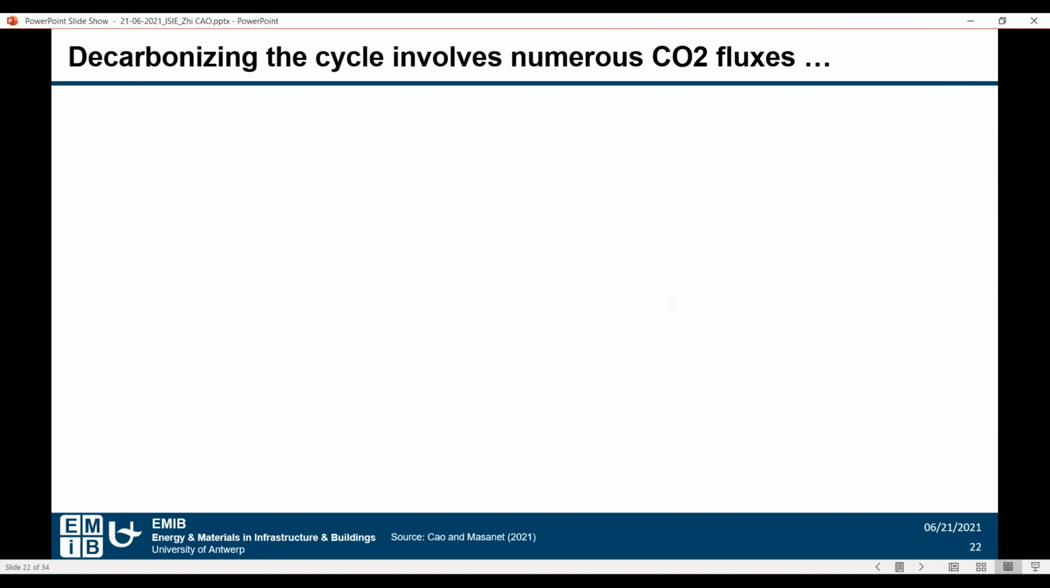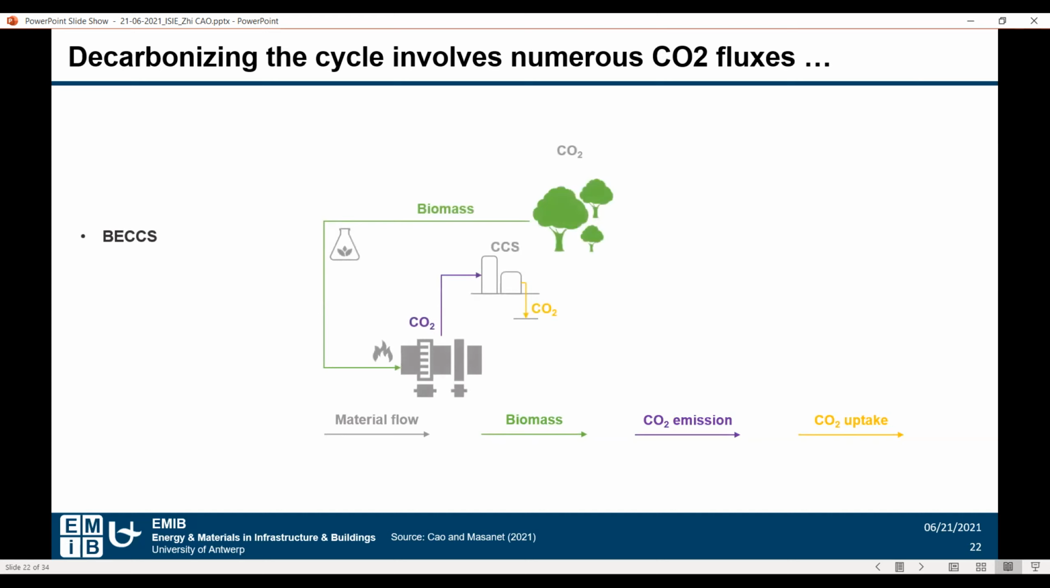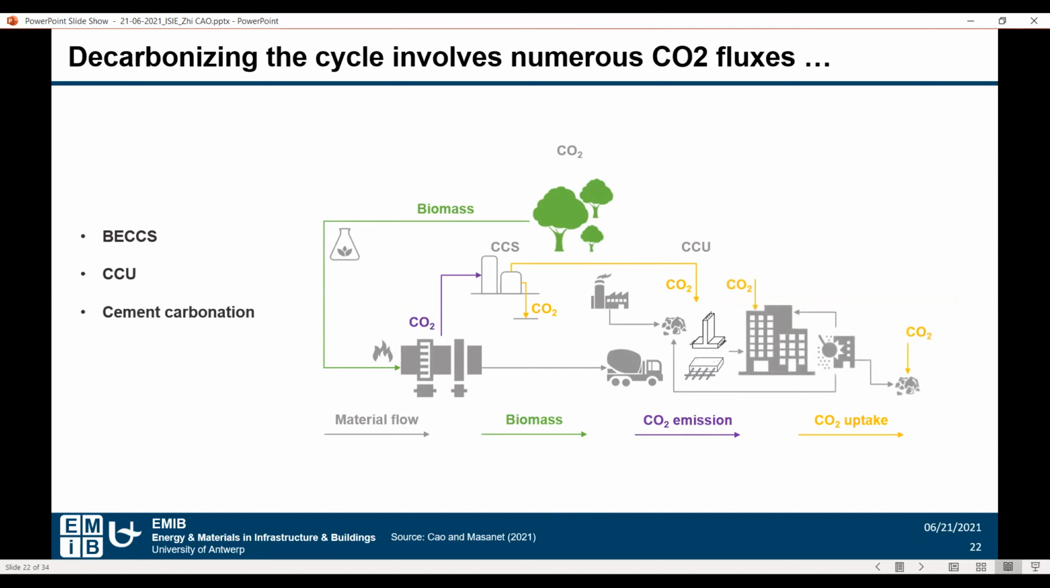And in addition to this granularity, our model also allows us to look into both CO2 released and stored over the life cycle of concretes. Here, I would like to highlight several key CO2 fluxes. The first CO2 flux is related to biogenic fuels and CCS, which is called BECCS. And the second CO2 flux is related to carbon utilization, which enables or enhances CO2 absorption in cement-based products or industrial wastes that contain alkaline minerals. And the third CO2 flux is the natural weathering of cement-based products.